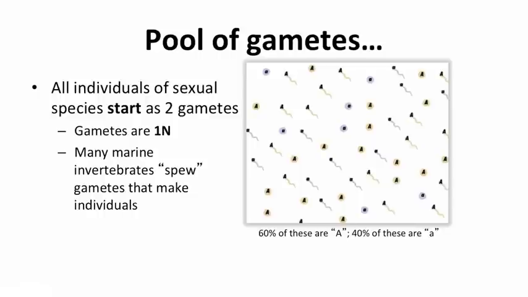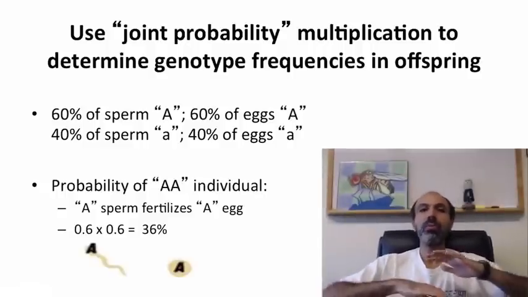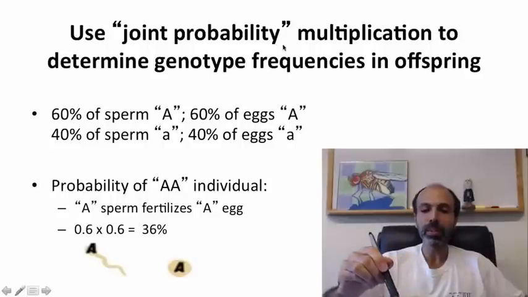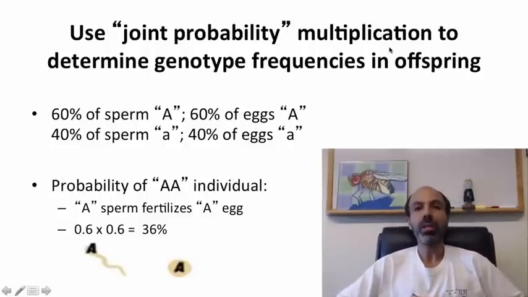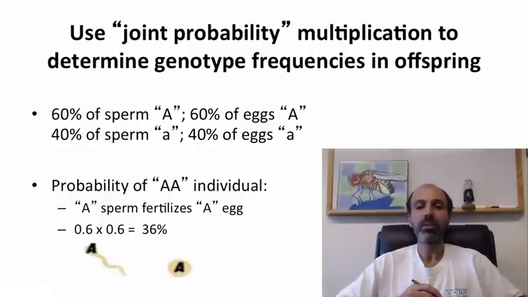And this vision is not as artificial as it sounds if you just imagine, as it shows here in this picture, all the gametes floating around, because many marine invertebrate species spew their gametes into the water, and those are the ones that ultimately come together to make individuals. In this picture here, about 60% of the gametes are big A, 40% of the gametes are little a. If we assume that these gametes just come together completely randomly, we can use a joint probability multiplication to figure out what the genotype frequencies will be in that next generation, the individuals who came together from the gametes.